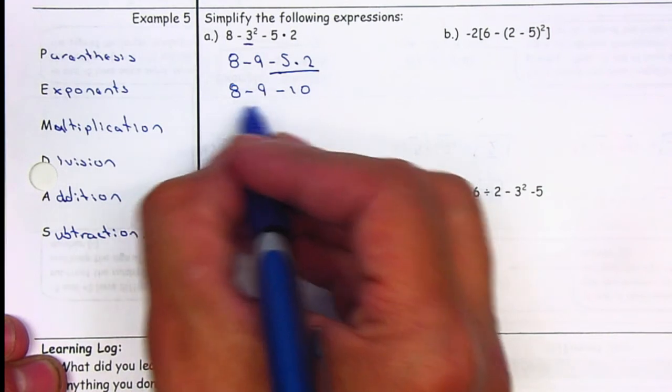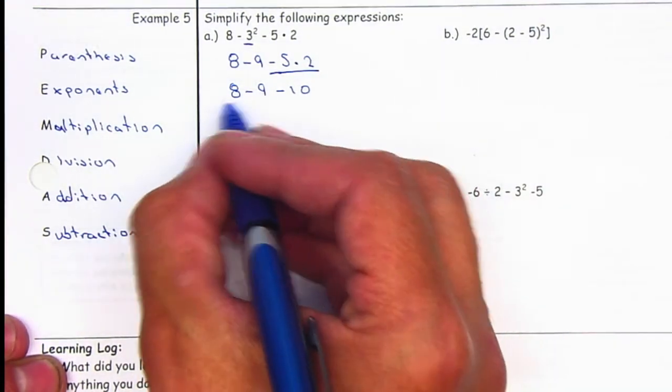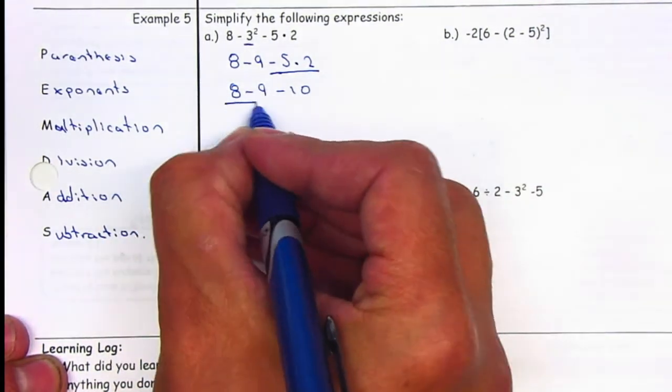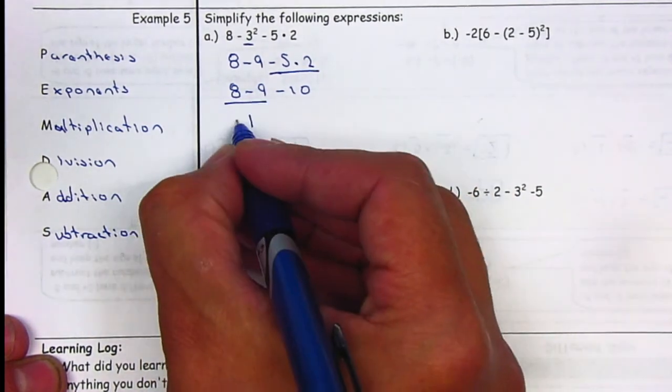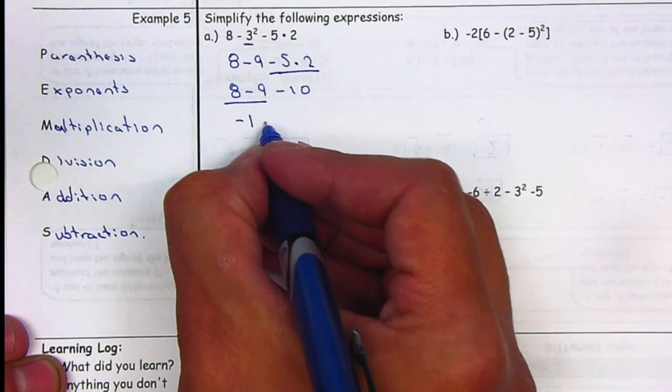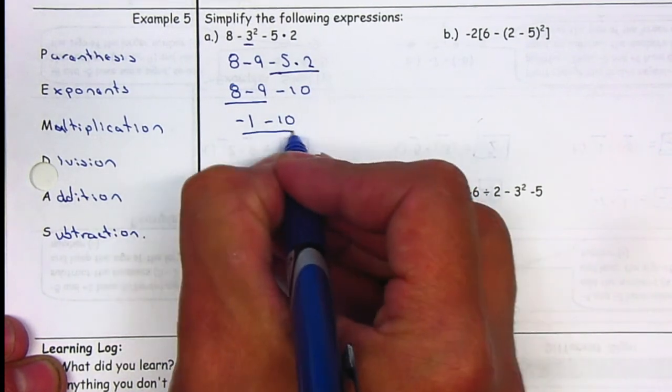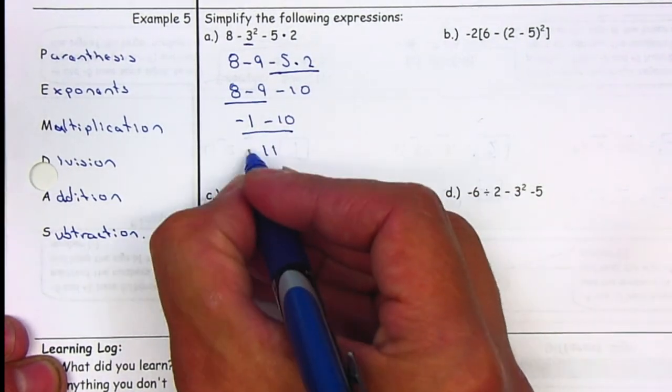Now we're going to work just like we did on example number 3, from left to right. 8 minus 9. Different signs, we're going to subtract, keep the sign of the bigger number. We're going to bring the negative 10 down. Same sign, we're going to be adding, keep the sign of the bigger number.